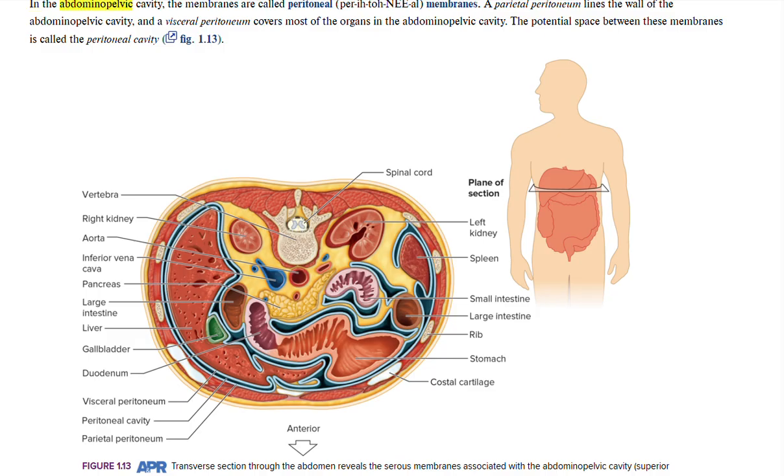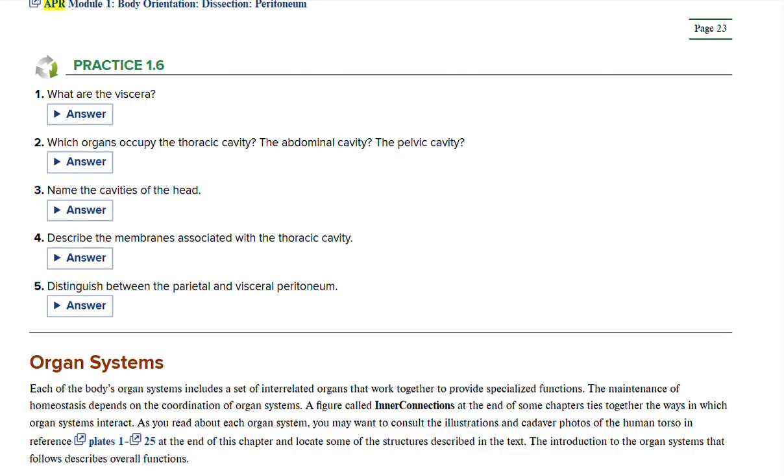In the abdominopelvic cavity, the membranes are called peritoneal membranes. A parietal peritoneum lines the wall of the abdominopelvic cavity, and a visceral peritoneum covers most of the organs in the abdominopelvic cavity. The potential space between these membranes is called the peritoneal cavity, figure 1.13. APR Module 1, Body Orientation, Dissection, Peritoneum.